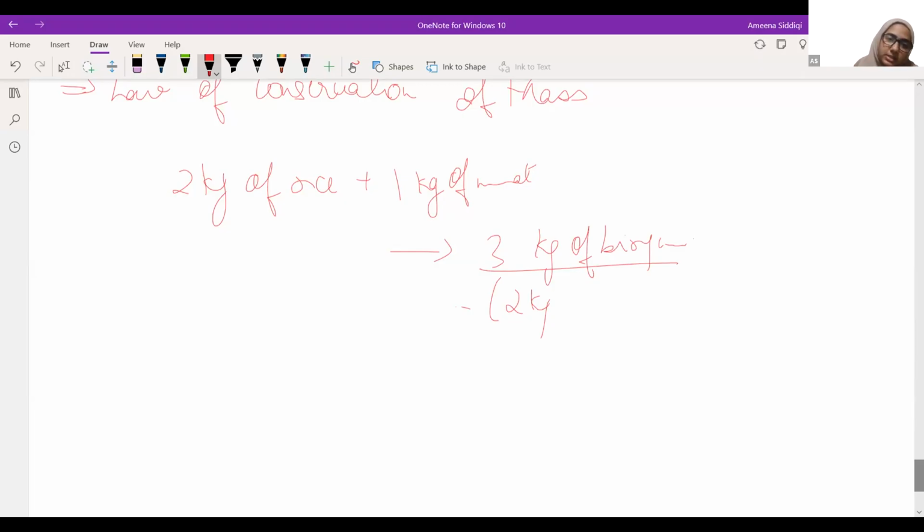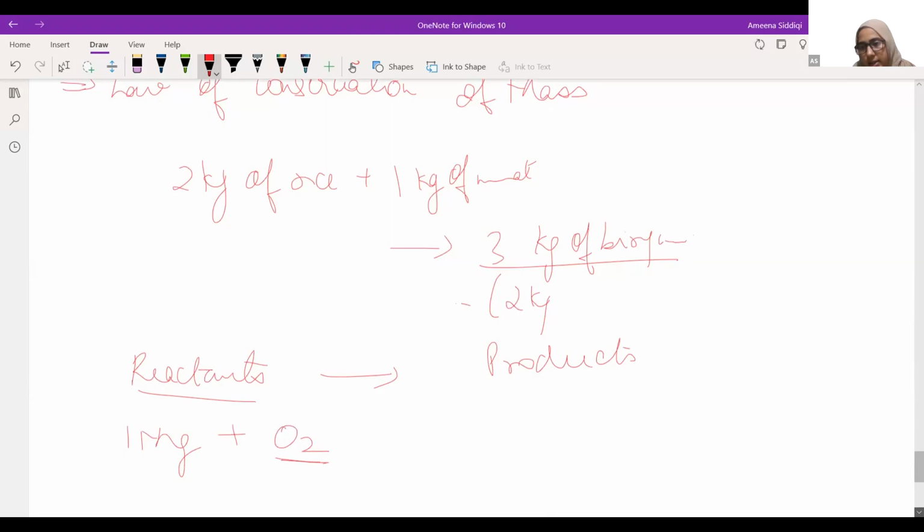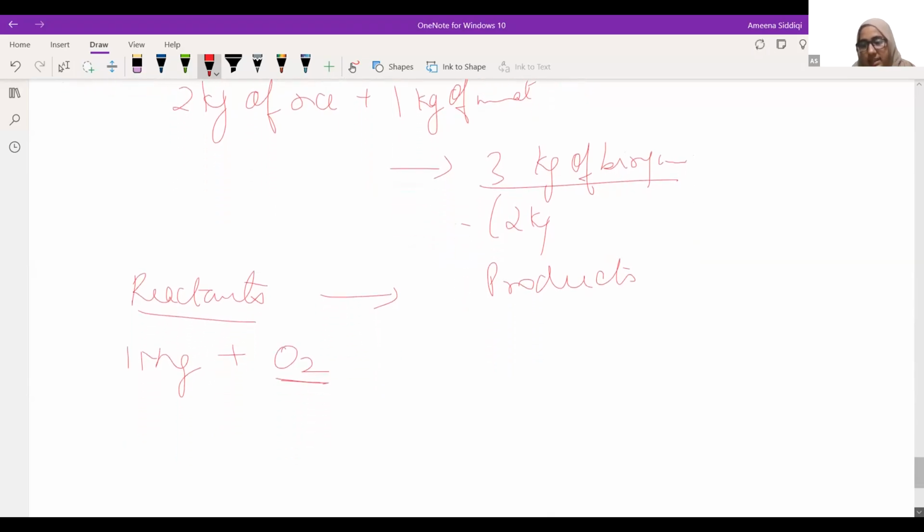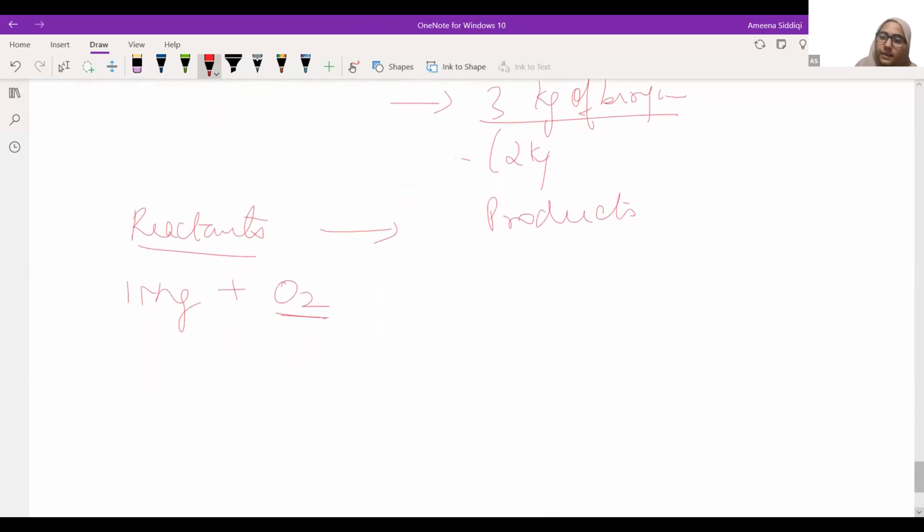So what I'm trying to say is that if we have reactants, on which side are they, left or right? Left. Very good. Reactants and products, right? Assuming there is one magnesium atom reacting, one magnesium atom. If we write O2, that means there are 2 oxygen atoms. This is called the atomicity.